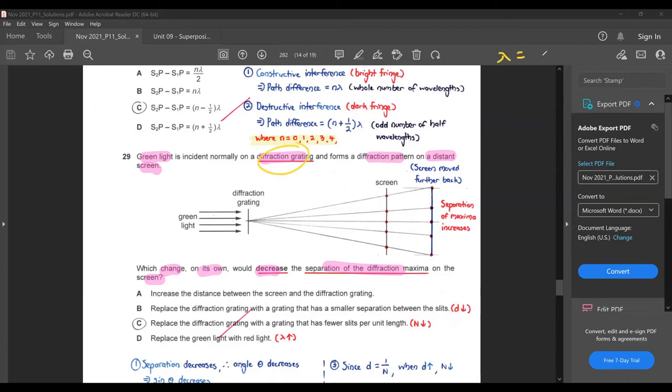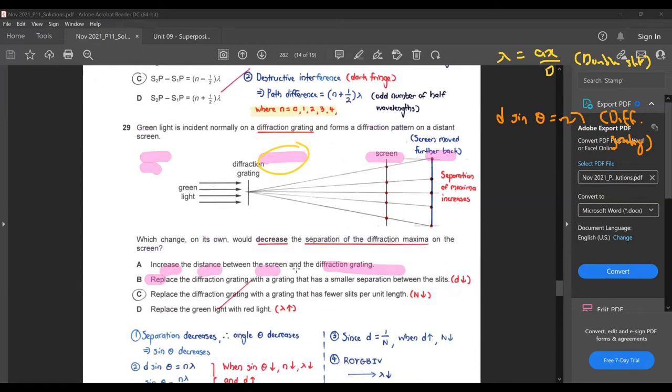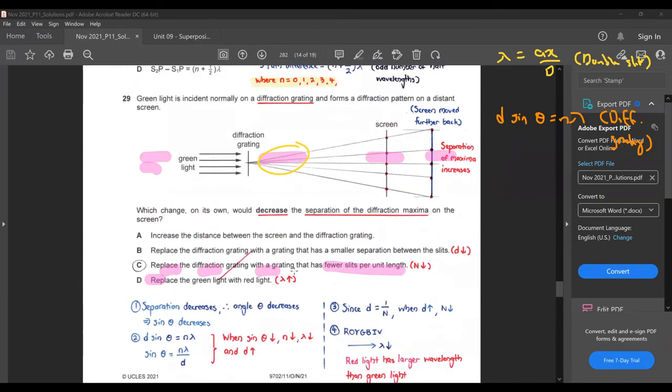Since this one is diffraction grating, you cannot use this one. Lambda is ax over D. This one is only for double slit. Okay. For diffraction grating, we will use d sine theta equals n lambda. This is for diffraction grating. Okay, so this is the one that we use. Now, when they're talking about the separation of the diffraction maxima, in our case here, this will actually refer to the angle. Okay, you will have to refer to the angle.